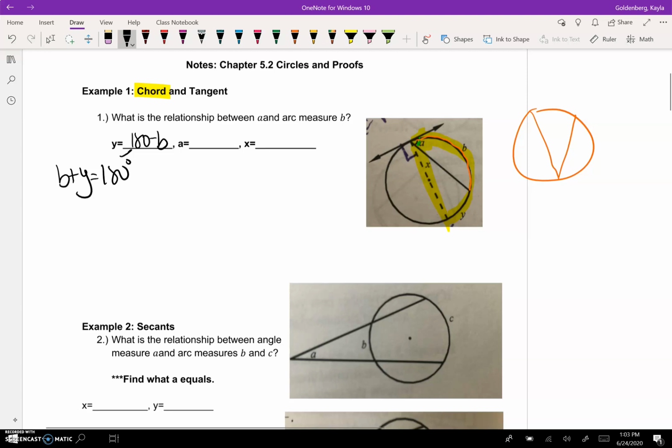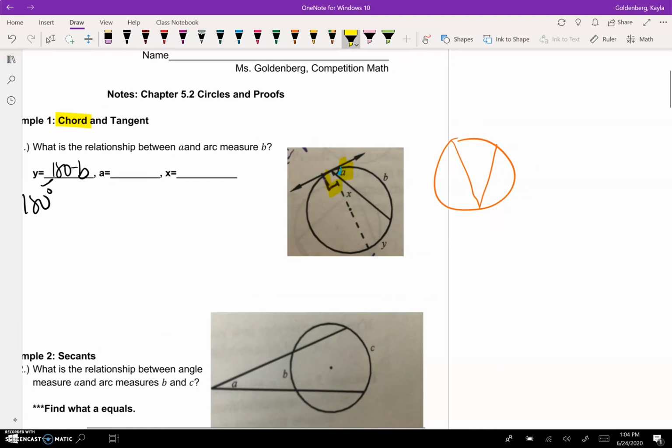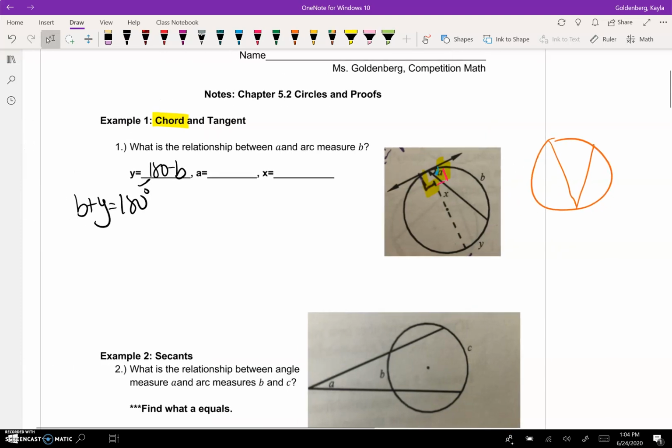So we're trying to decrease the variables we have. Now, can I define what a is in any way? So a is a certain measure. If you do notice that there is that right angle here, that means that if I look at a and x, those two measures are going to add up to 90. So we know that a plus x is equal to 90 degrees, which means that a is 90 take away x, if we do the same thing as we just did for y.